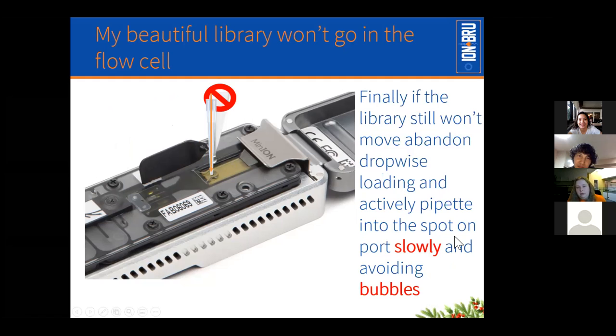Finally, if it really won't go in, you can pipette directly into the port. Just do it really slowly and very carefully. Don't introduce any bubbles. If there is a bubble under the port, you can actually put your library in through this port. It just might not spread as efficiently across the flow cell.